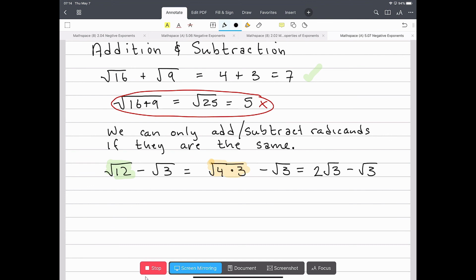And now look, our radicands are the same. You can almost think of these as objects. I have 2 square roots of 3. I'm taking away 1 square root of 3. I'm left with 1 square root of 3 as my answer.